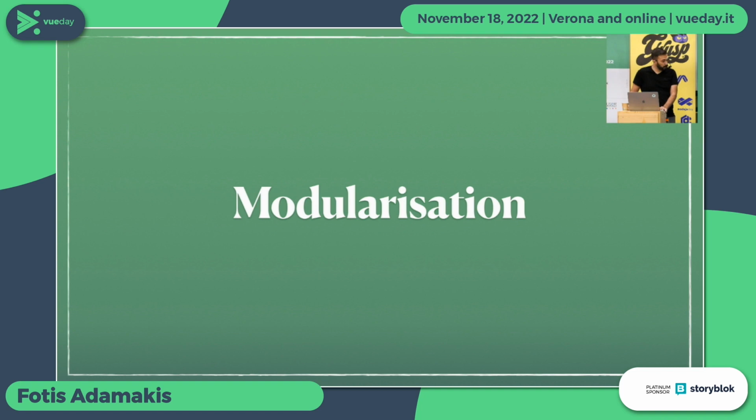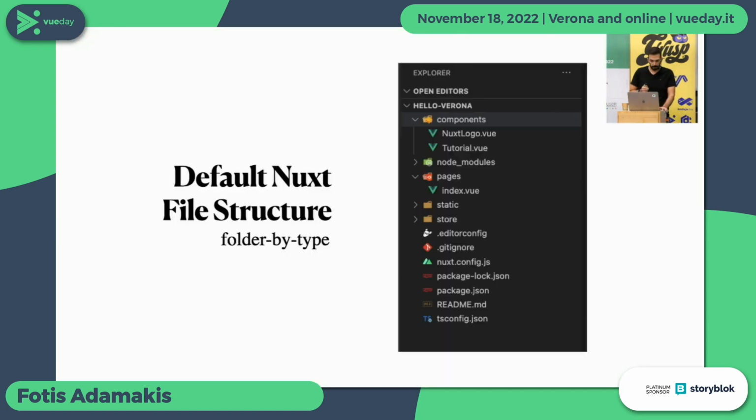And another topic is modularization. At some point, the application will grow big, and some kind of modularization will be needed. The default structure of a Nuxt project is like this. It follows the folder by type convention, and it's actually okay for small projects. But when you start having hundreds of components, locating what you want will be difficult.